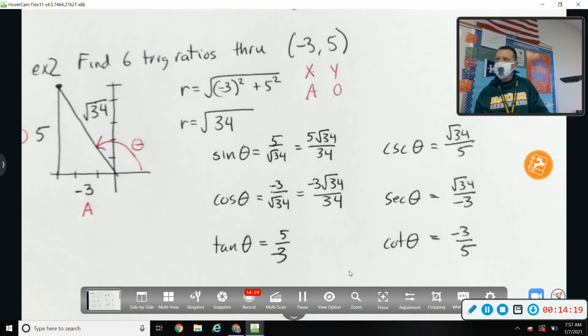Questions on those? Did I breeze through those too quickly, or are those as simple as I made it look? Yes, no? No one objecting, so I guess we're okay.